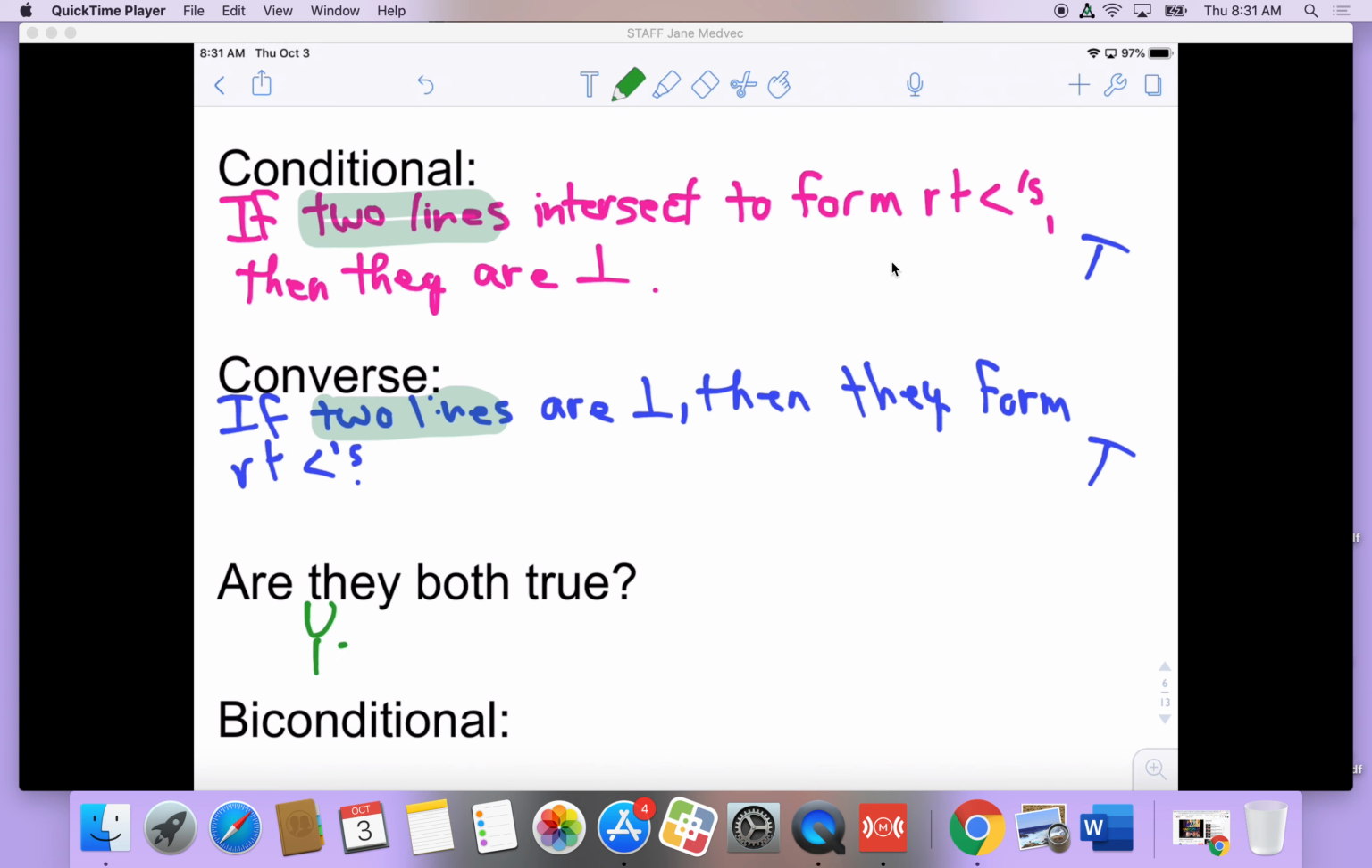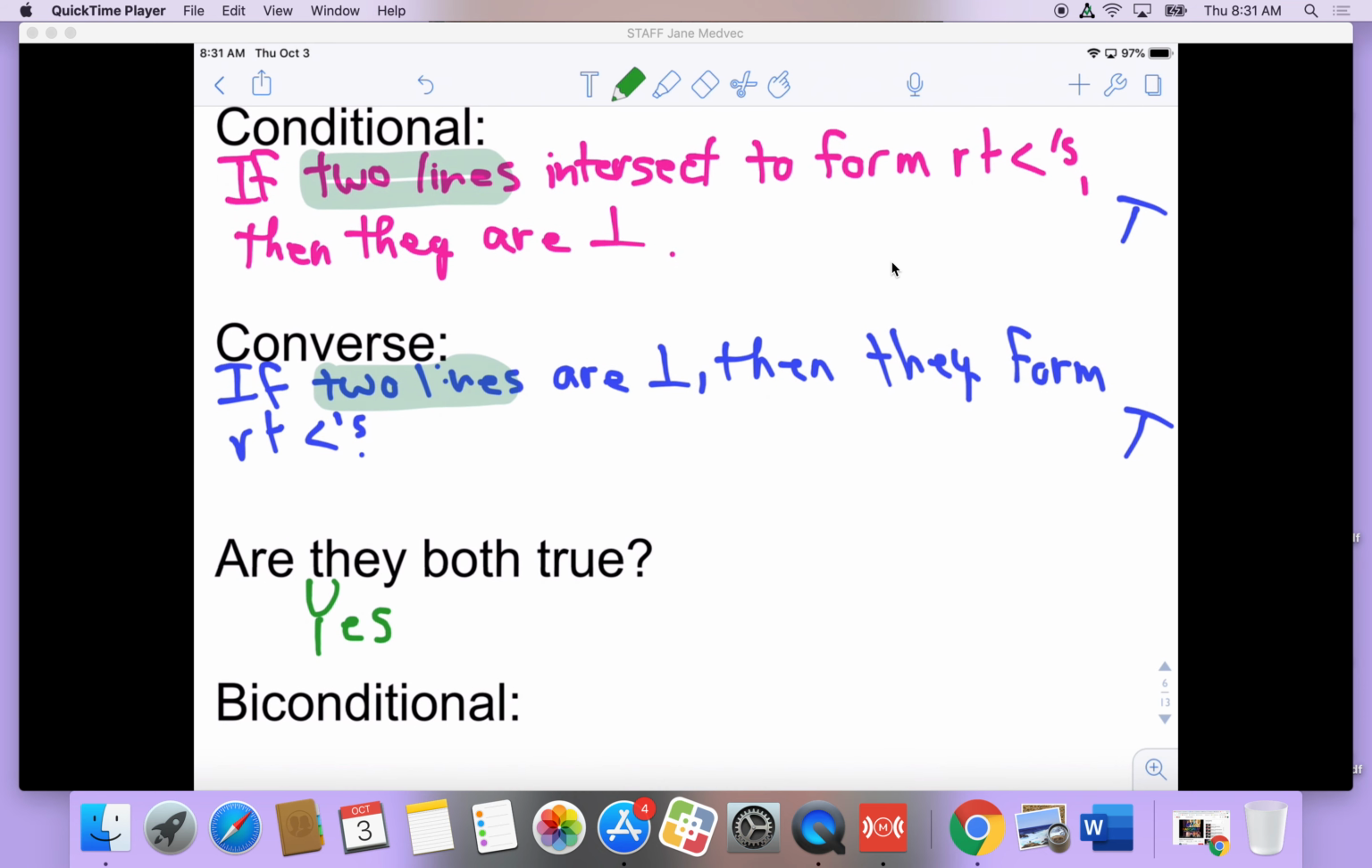Yes, they are both true. So now, can I write a biconditional? Yes, because again, if they're both true, I can. So which one do I look at when I do the biconditional? I'm going to look at the conditional.